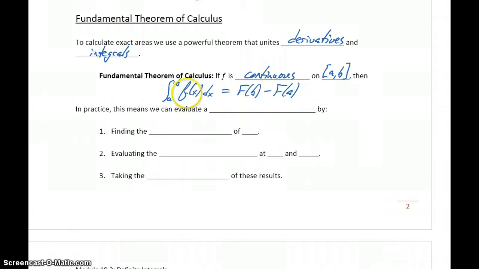So really essentially what we're saying here is, given some function, we find its antiderivative or its indefinite integral, capital F of x, and then we evaluate that function at the upper bound and lower bound and find the difference.